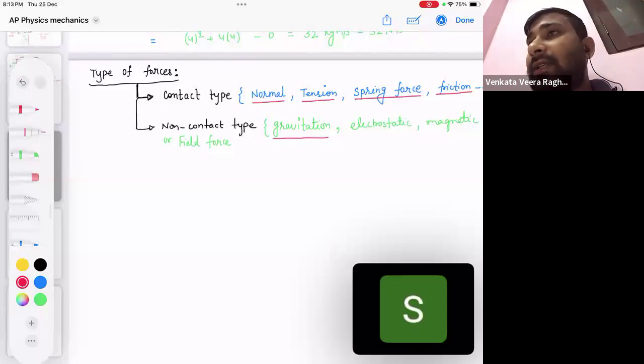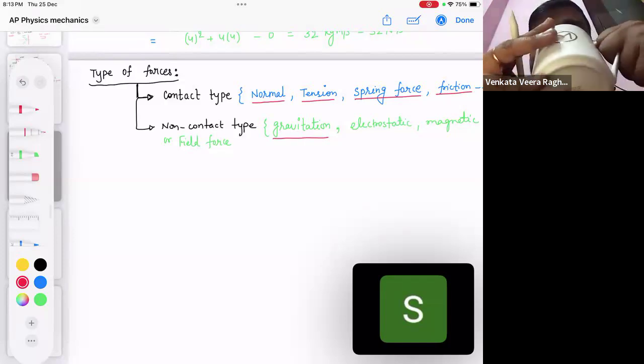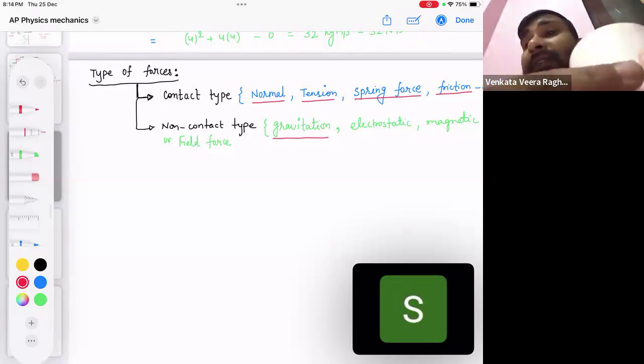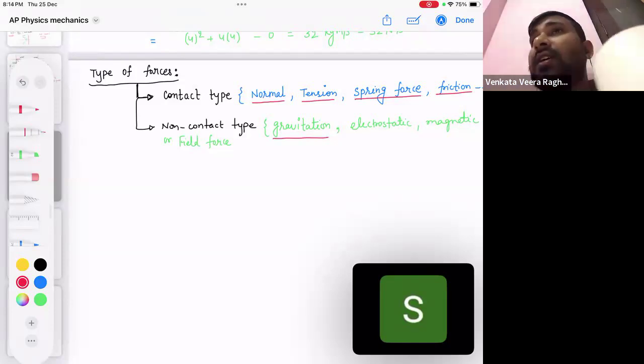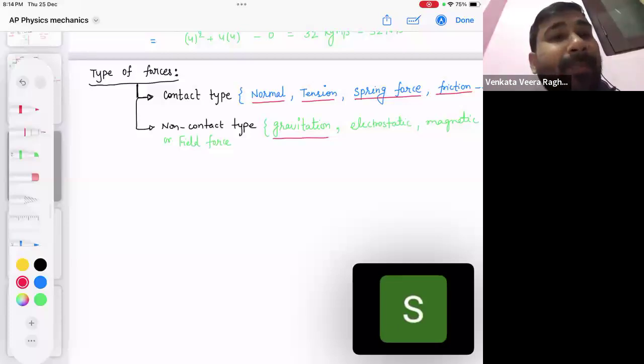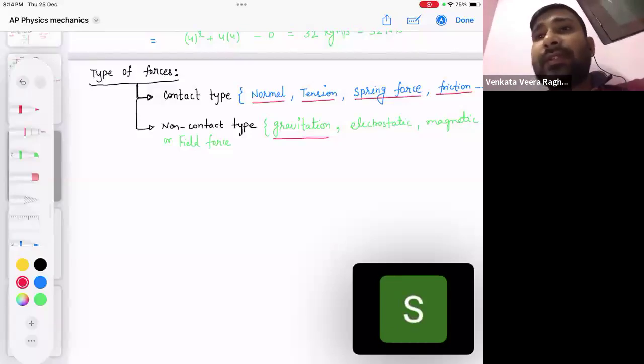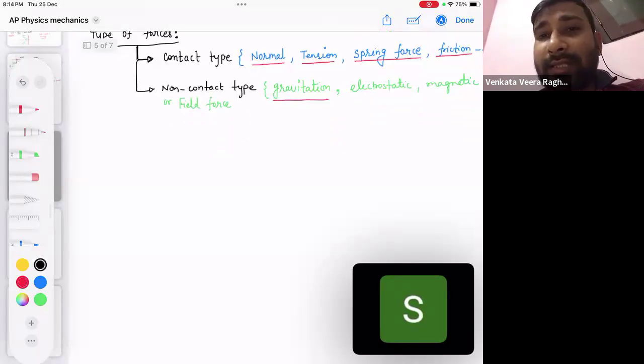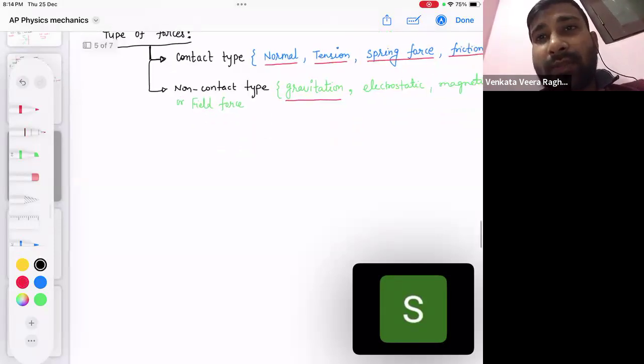Is that clear? Electrostatic force, where will it come? In electrostatics, isn't it? Which we have discussed already. In that one, we have seen the force between two charged particles, force between a charged particle and a rod, isn't it? Those were examples of the electrostatic force. There also contact is not needed between the charged particles. Clear up to this? So now let's discuss these forces one by one. First we are going to discuss the gravitation force.